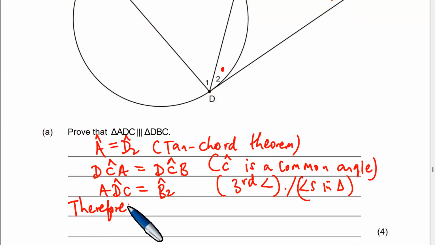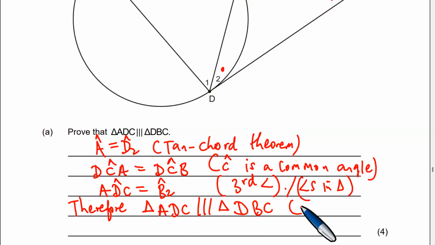for the conclusion follows, therefore, triangle ADC is similar to triangle DBC. Why are these triangles similar? Okay, the reason why they are similar is because of the angle.